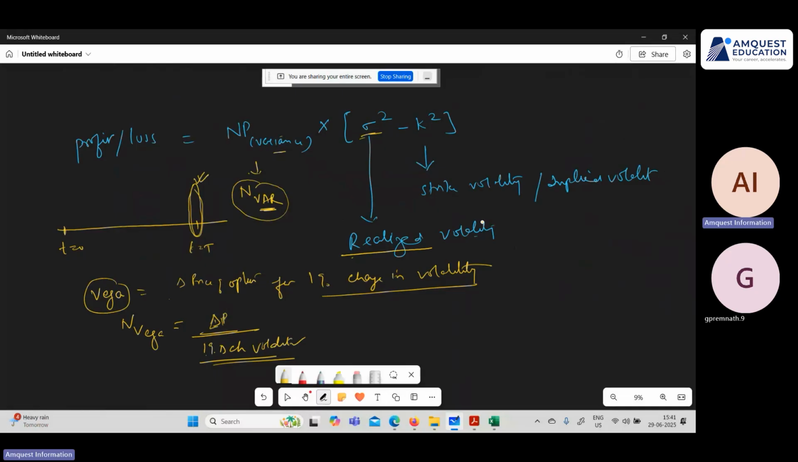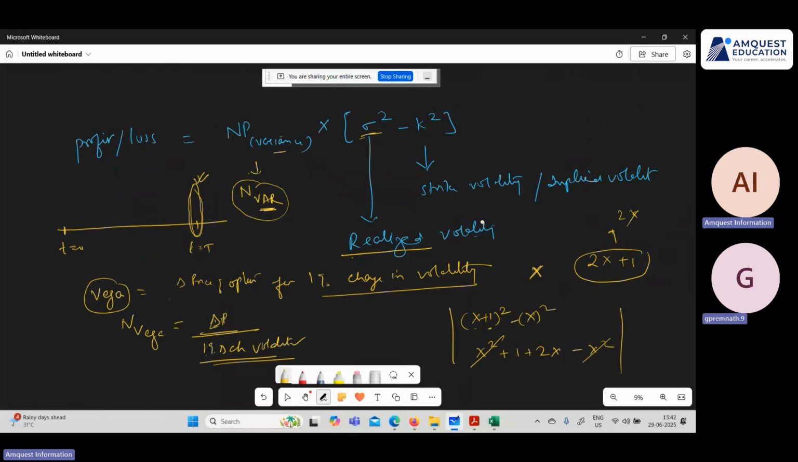Can I say that if my volatility is X, I'm referring to (X plus 1) square minus X square. This is a 1% change. Can I write it this way: X square plus 1 plus 2X minus X square. This becomes 2X plus 1, right? So this 2X plus 1 is usually treated as 2X only.